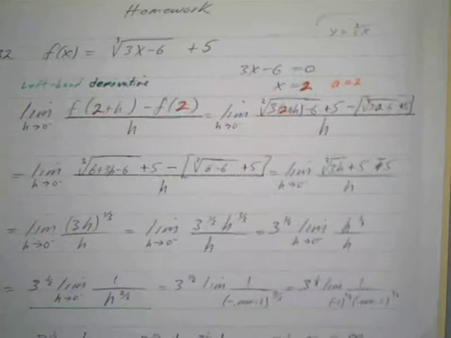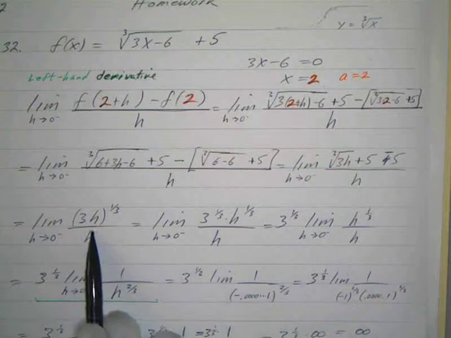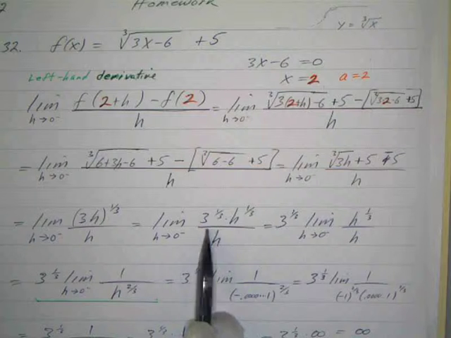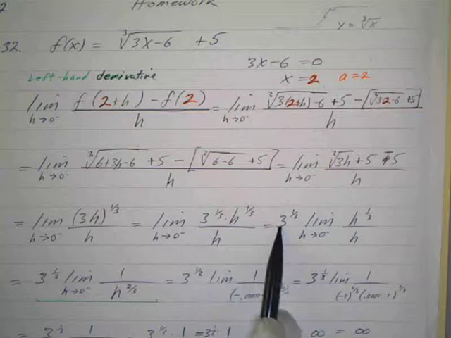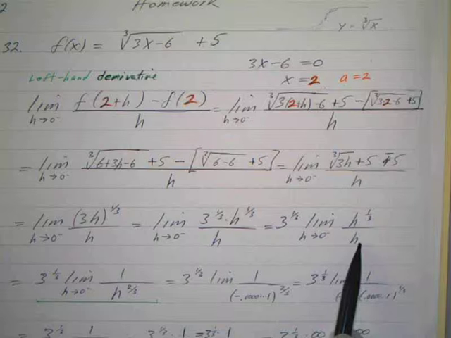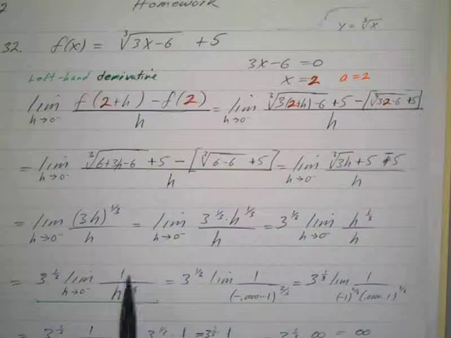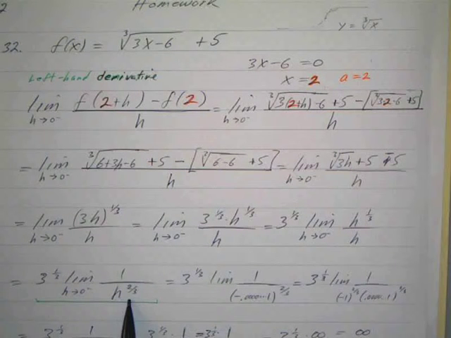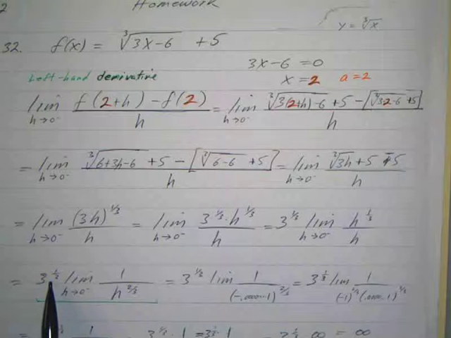Okay. And then I can break this up into 3 to the 1/3 times h to the 1/3 over h. And I can bring the 3 to the 1/3 out front, and I've got this limit. This looks kind of like what we've been doing before. We'll bring this down to the bottom, and we've got 1 over h to the 2/3. And we've got the 3 to the 1/3 out in front. That's just a constant. That's not going to really affect much when we get out to infinity.